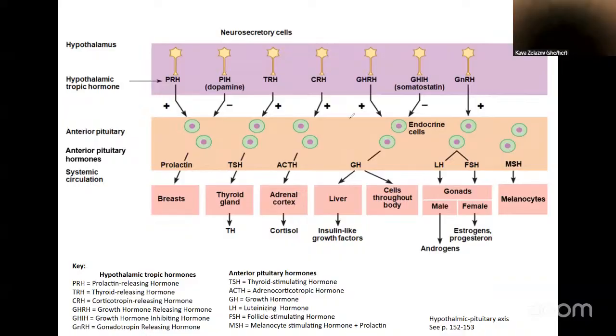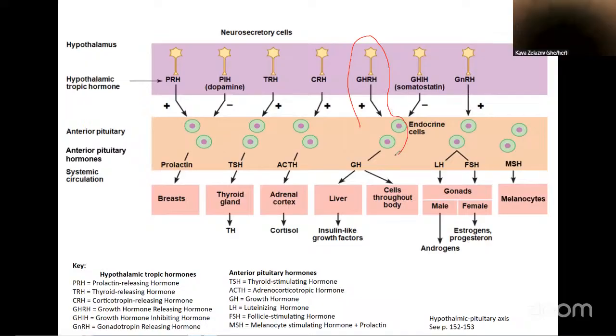So the pathway that we're following here is, let's pick a different color. Okay, we're following this pathway. So we're going from growth hormone releasing hormone to our endocrine cells of the anterior pituitary that release the growth hormone. And the pathway that we have described for us in detail is this one. So we've got going to the liver, insulin-like growth.